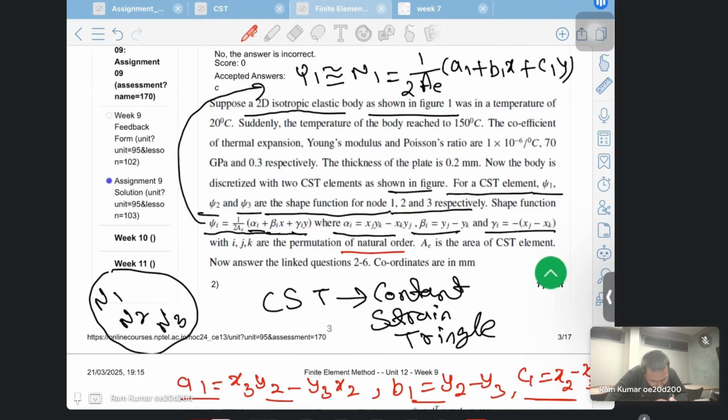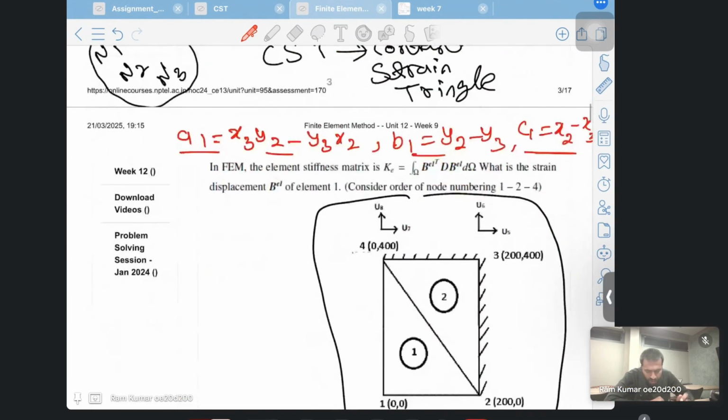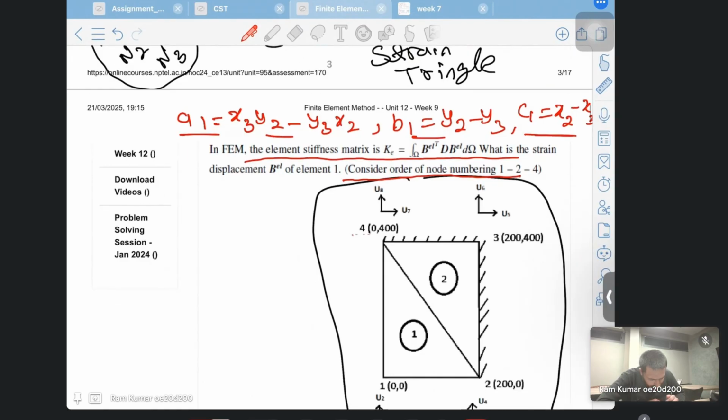They mentioned that A is the area of the CST element, the total area of that element. Now we have to find the answers to questions 2 to 6, and coordinates are given in mm. I think the question is clear for you, right? Yes. Now in FEM, I also told you, the element stiffness matrix will be like this. This is given. Consider the order of node numbering 1 to 4.